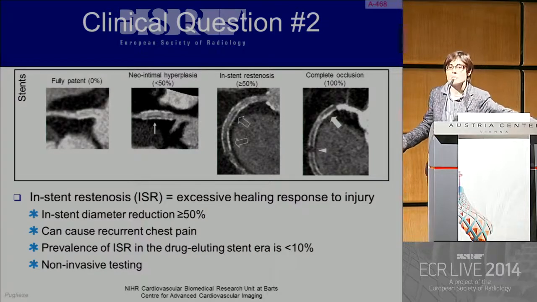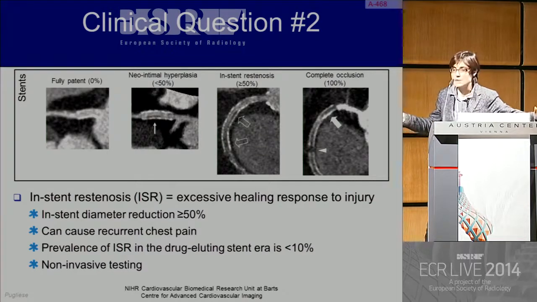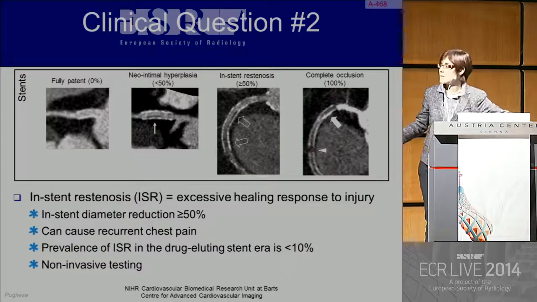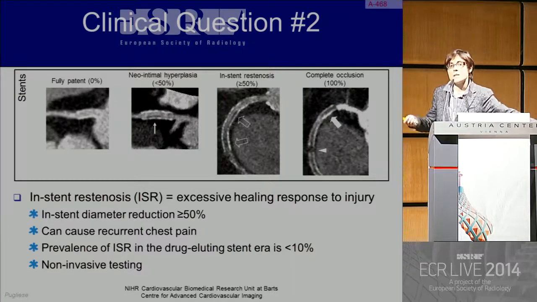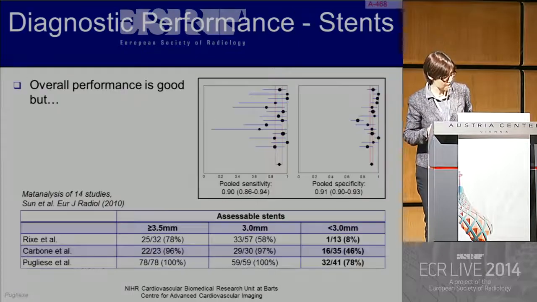However, we have to bear in mind that since the introduction of drug-eluting stents, I meant to say, in 2003, the prevalence of in-stent restenosis in drug-eluting stents is less than 10%. So if the patient has received a drug-eluting stent, this is an entity which can occur but is not very common. So we would like to be able to rule it out, hopefully by using a non-invasive test.